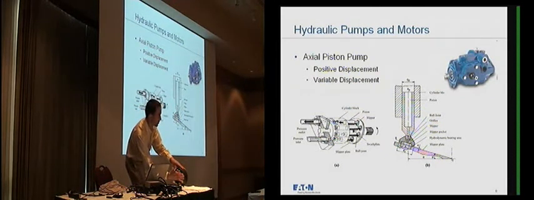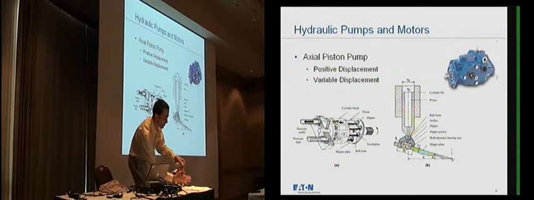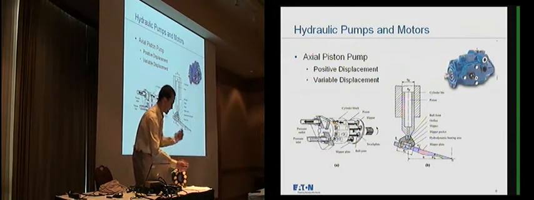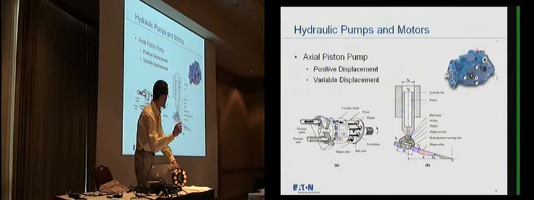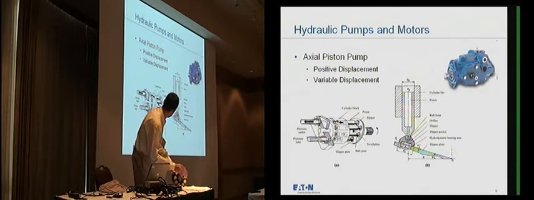However, if you were to put a displacement on the swash plate like this, as the group rotates around, the pistons stroke back and forth. It's kind of easier to see with that picture there. Actually, I've got a video.